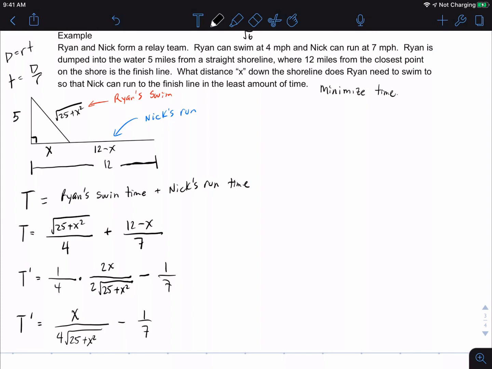But in order to be able to do this problem effectively and analyze it correctly, we need everything under a common denominator. So then that means t prime is going to be equal to 7x minus 4 radical 25 plus x squared all over 28 radical 25 plus x squared. Are we okay with that? You all right?